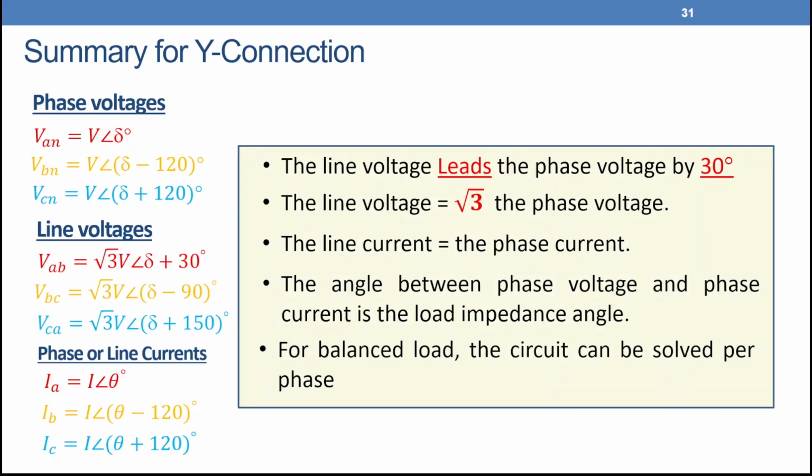So we can summarize that one as the line voltage leads the phase voltage by 30 degrees. The line voltage equals √3 the phase voltage. The line current equals the phase current. The angle between phase voltage and phase current is the load impedance angle, and that one is a power factor angle. For balanced load, the circuit can be solved per phase, and other phases are shifted by 120 degrees.